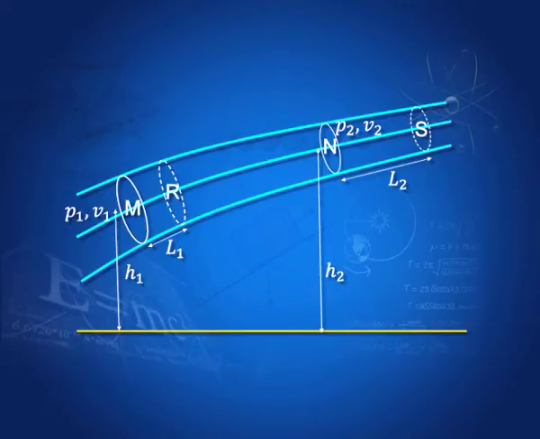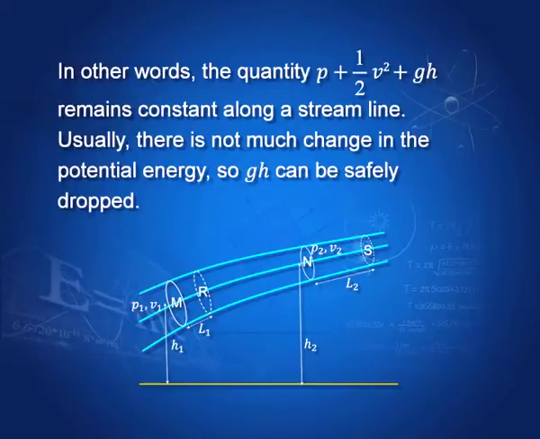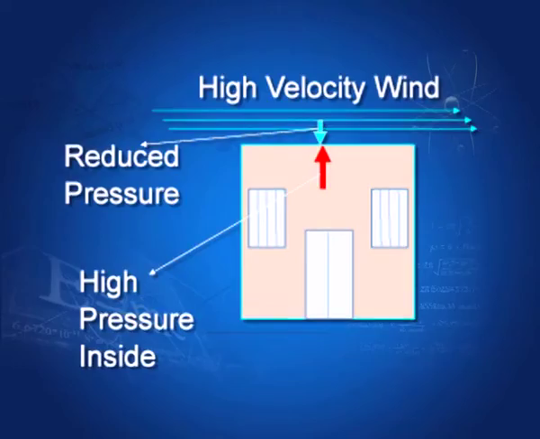This theorem is called Bernoulli's theorem, that P plus half V squared plus G H remains constant along a streamline. Let us see what the effect of this is. Imagine a house. Suppose very high velocity wind is flowing along the roof of this house. What happens? The pressure on the outside of the house decreases.